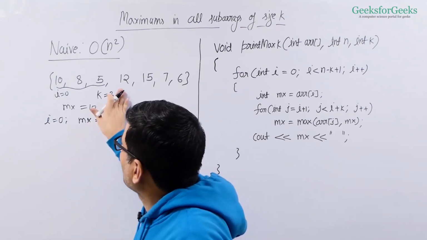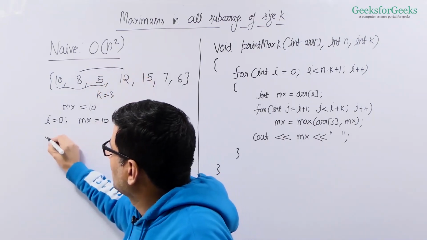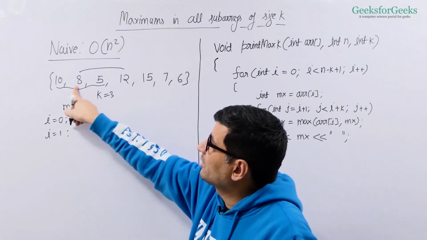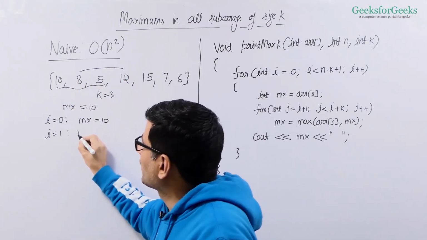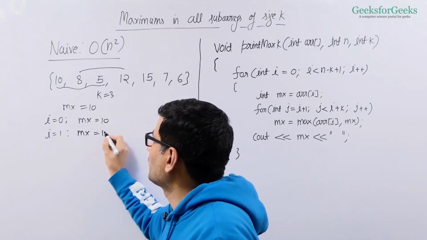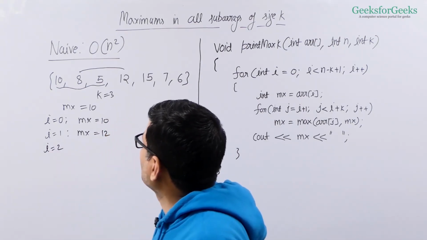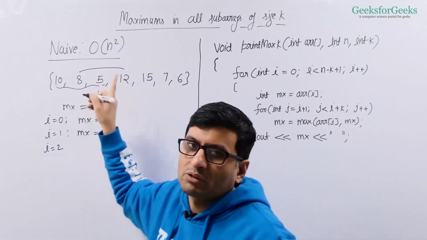Now we run the loop for i equal to 1. For i equal to 1 means this window. And inside this window, we again initialize the max as 8. And then we compare the max with the remaining two elements. And we are going to have max as 12. And we are going to print this max. For i equal to 2, we are going to initialize our max as 5. And then we are going to compare this max with 12 and 15.